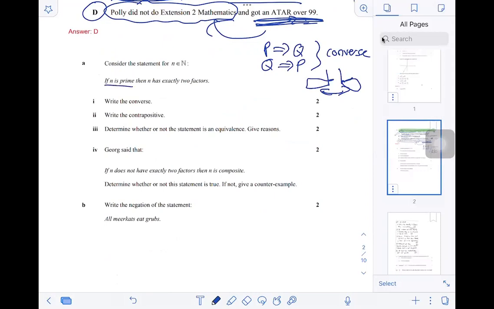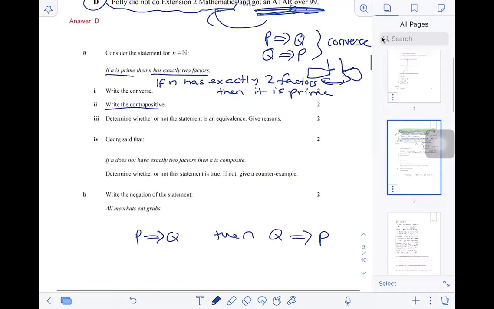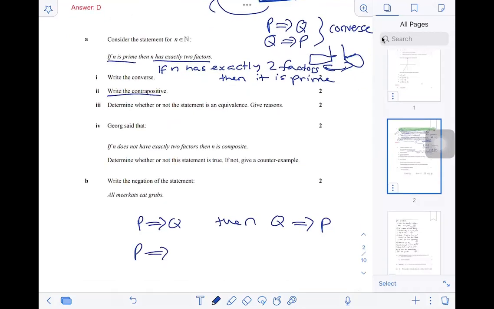So the converse: if n is prime, then n has exactly two factors. So if n has exactly two factors, then it is prime. Okay, so the converse of P implies Q is Q implies P. All right, what is the contrapositive? The contrapositive of P implies Q is not Q implies not P.